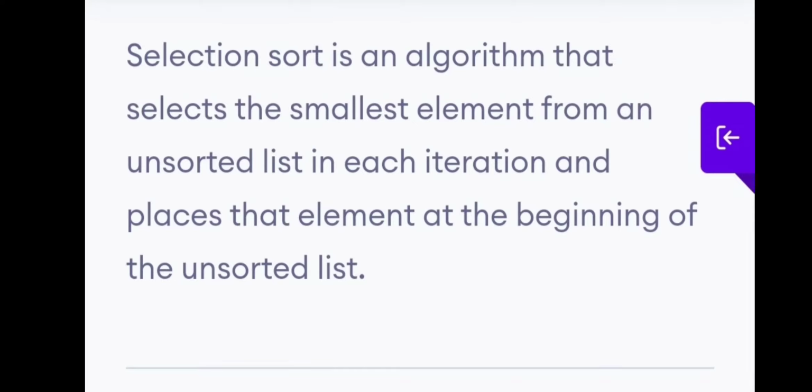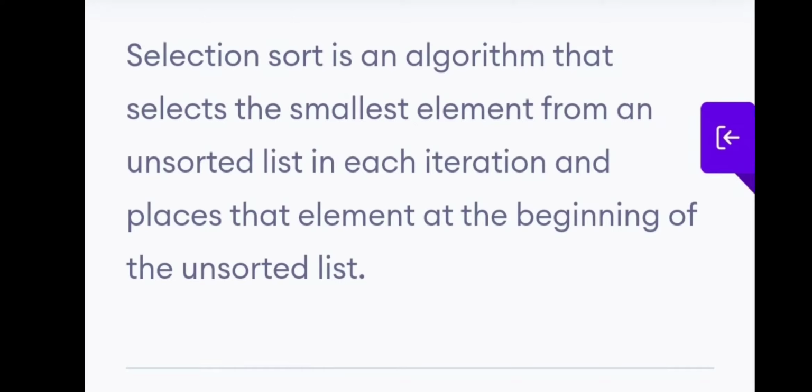Now, selection sort. It is an algorithm that selects the smallest element from an unsorted list in each iteration and places that element at the beginning of the unsorted list. See, the name itself says selection sort. So first we have to select the smallest element in the array and place that element in the starting position of the unsorted array.